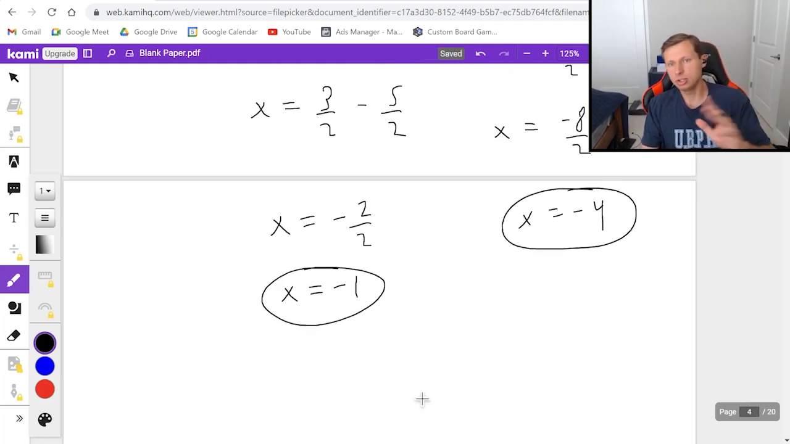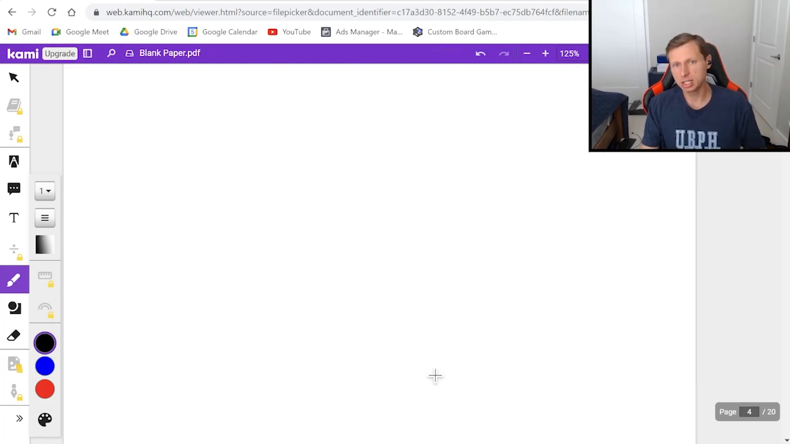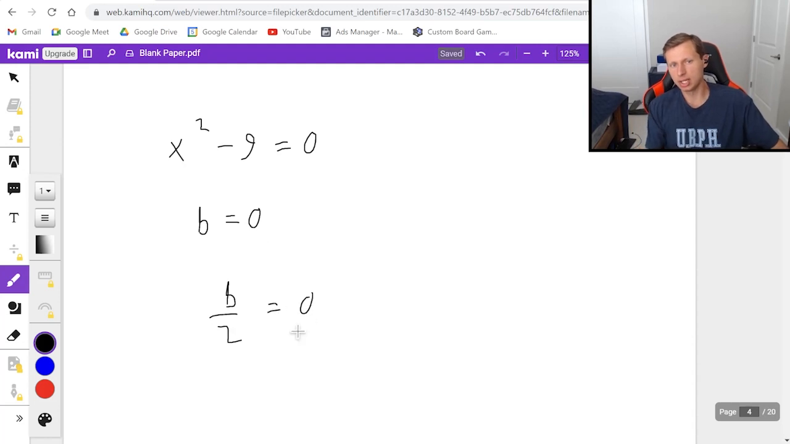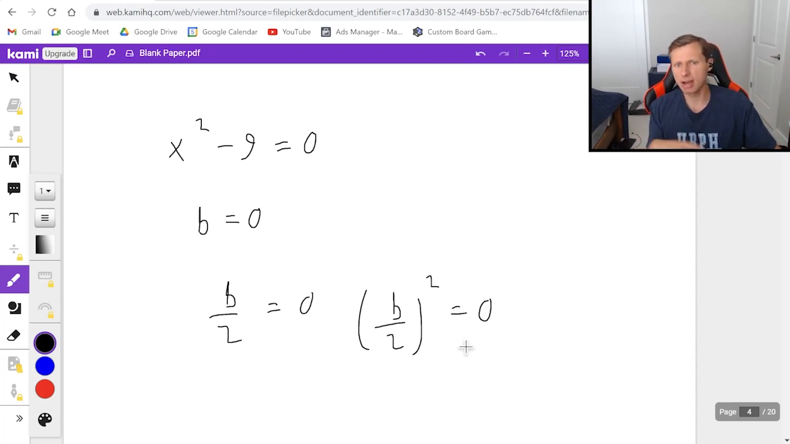So as you can see, two easy solutions for this one, even though it was a lot of complicated math in the middle. The next example we're going to look at is going to be a weird one. It's x squared minus 9 equals 0. You'll notice why this is weird because b is 0, which means b over 2 is 0, and b over 2 squared is also 0. So it almost looks like everything's 0 here. What do you do in this case?